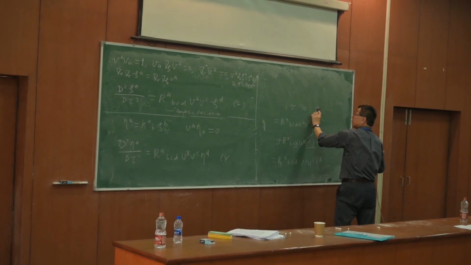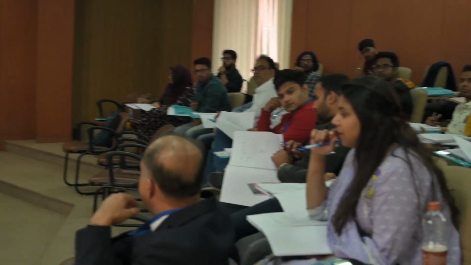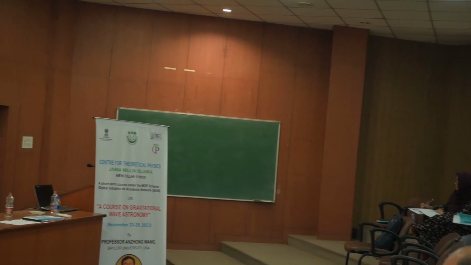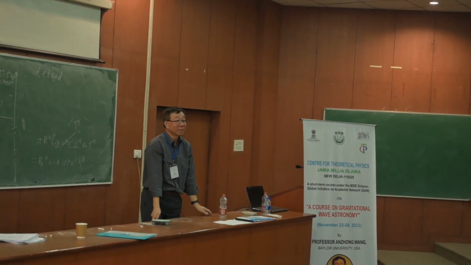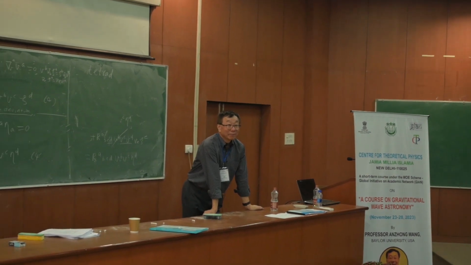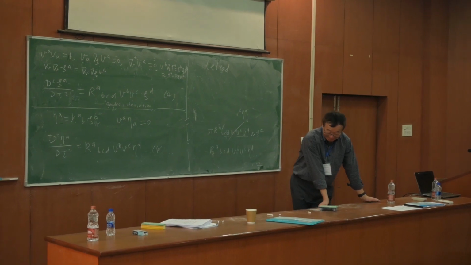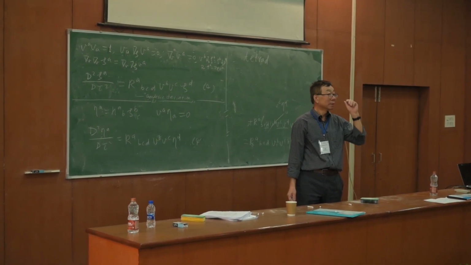Can you explain what a tetrad is? I'm sorry? Can you explain what a tetrad is? The tetrad? Yeah, tetrad. Tetrad means like four orthogonal vectors. Okay. No problem. Sorry, if you have any difficulty understanding, just ask me. Okay, I'm waiting. So, thank you. Okay, yeah. Any other question? Okay.